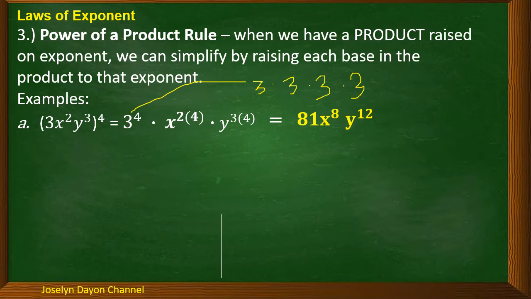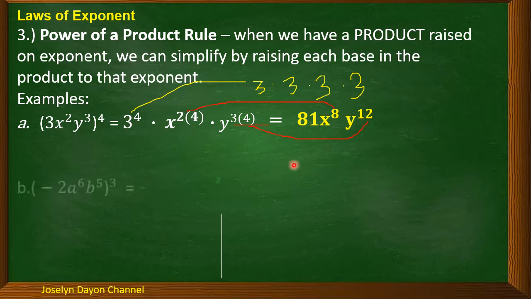Next, for the variable y, we have 3 times 4, and that is equal to 12. That's why our answer is 81x to the power of 8, y to the power of 12. Another example, the quantity of negative 2a to the power of 6, b to the power of 5, cubed. Then we have to raise its base to the power of 3.